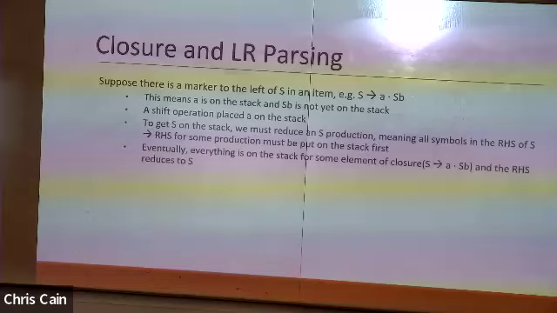So eventually we need stuff on the stack for some element of the closure of this production. If that is the case, then the right-hand side of that closure will reduce to S. And then we know that S is on the stack and we can move that marker past the S. Questions about that concept? Does that intuitively make sense?